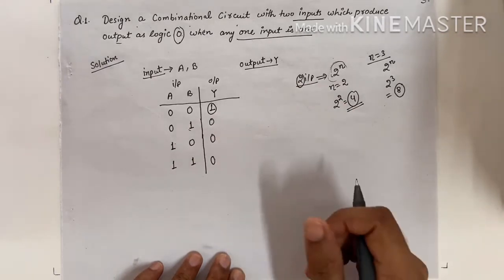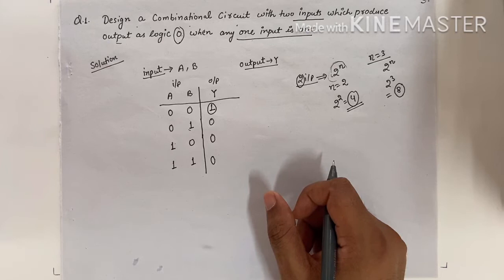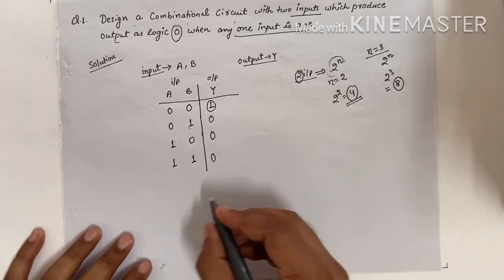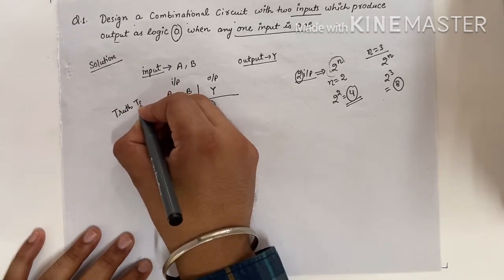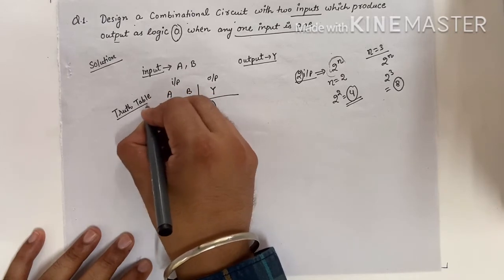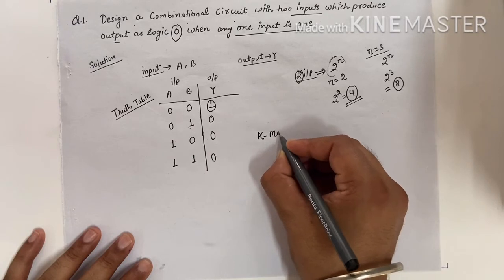Now we have to draw the truth table. After the truth table we have to simplify the Boolean expression with the help of K-map. We have to draw the K-map. This is the truth table. Now we have to draw the K-map.